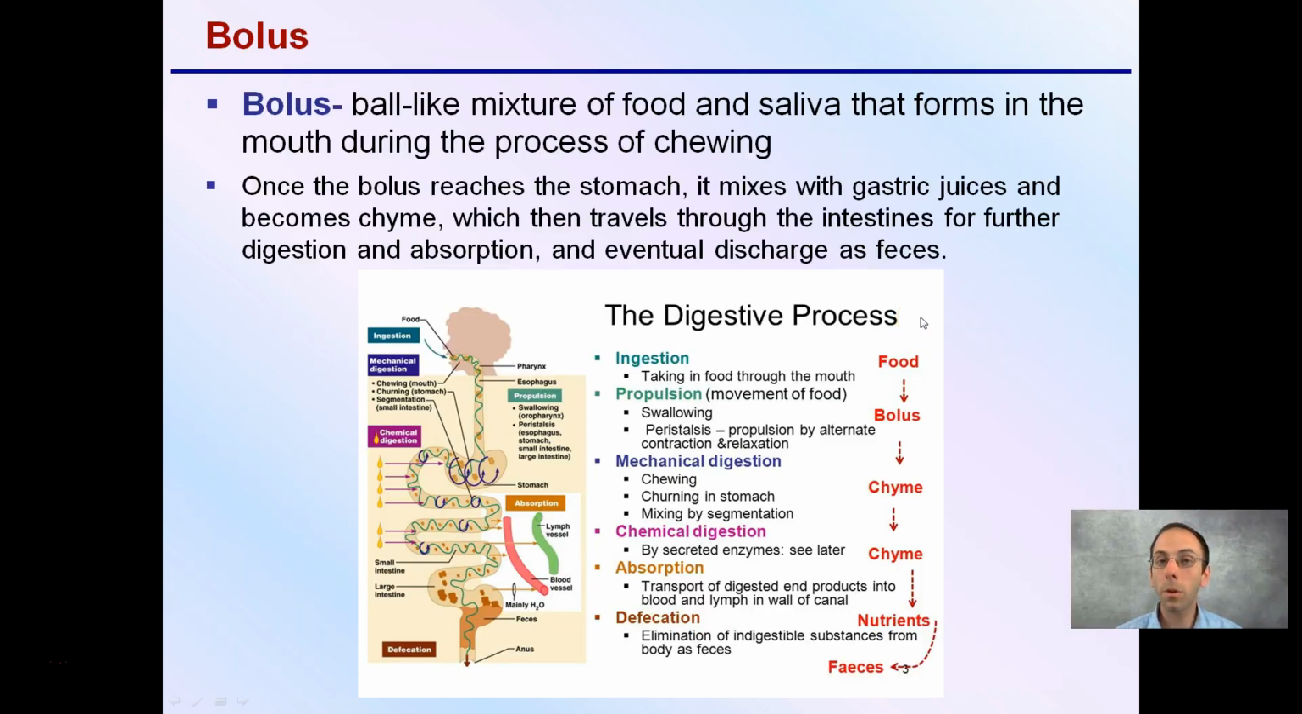Lastly, the bolus is a ball-like mixture of food and saliva that forms in the mouth during the process of chewing. That bolus is going to be turned ultimately into chyme, and that chyme will be broken down into nutrients, which will be absorbed, and all the leftover material will be excreted from the body in the form of feces. Once the bolus reaches the stomach and mixes with the gastric juices, it becomes chyme. So keep in mind it's the same collection of food, but depending where it's located and what it's mixed with, that will change its name. If you're identifying certain areas, that same thing that was called a bolus up here, we call chyme once it reaches the stomach and mixes with gastric juices. Further digestion and absorption occur, and eventually it will be discharged as feces.